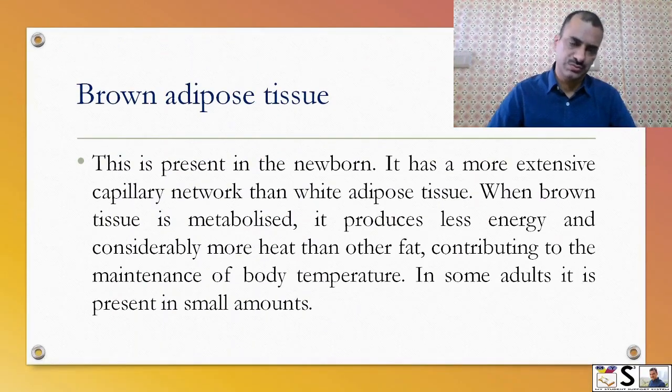Brown adipose tissue is present in newborns. It has more extensive capillary network, a lot of blood vessels are there. When brown tissue is metabolized, it produces less energy but more heat than the white tissue, contributing to the maintenance of body temperature. In adults, it is present in small amount. It reduces as the age grows.